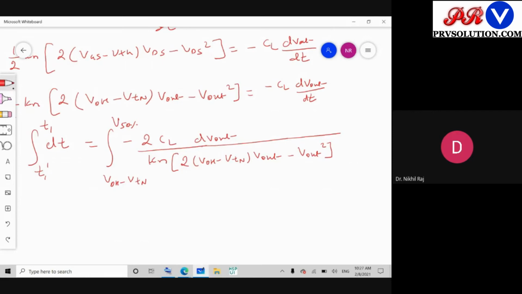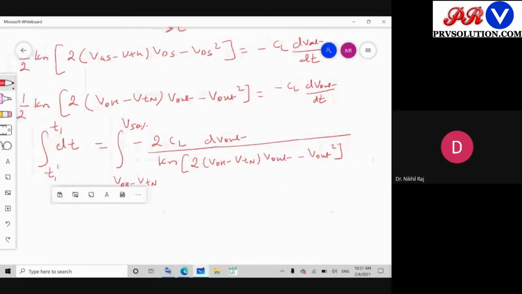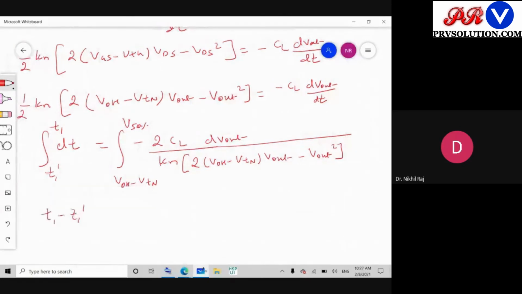Now you have to do the integration. The left hand side is very easy. You can easily do the integration, that is T1 minus T1 dash. What about the right hand side? Take the constants outside, that is 2Cl by Kn. Now these factors I cannot take out like in the earlier case, because there is a presence of variable called V out, which is a function of dV out.